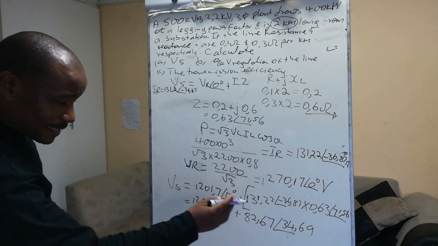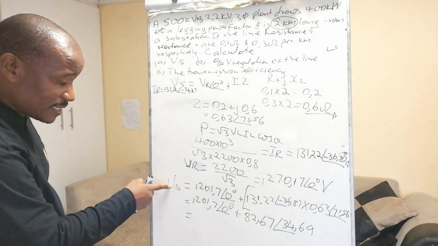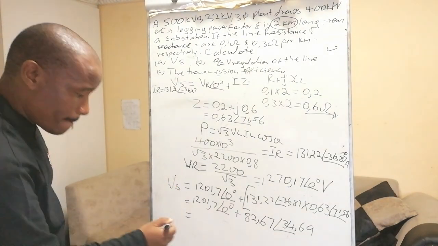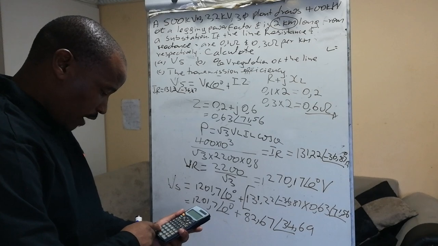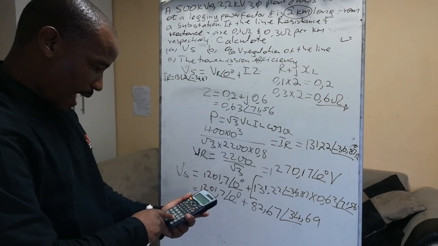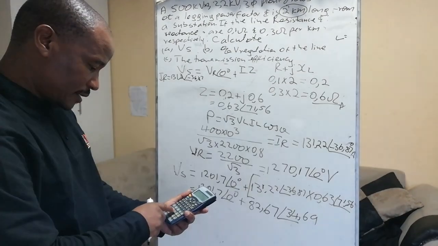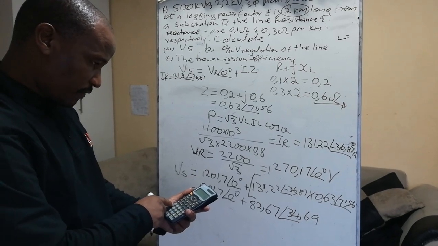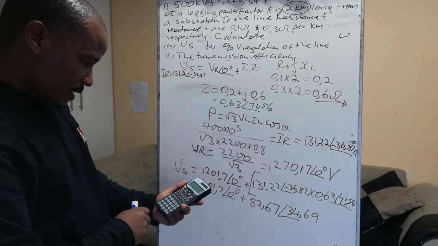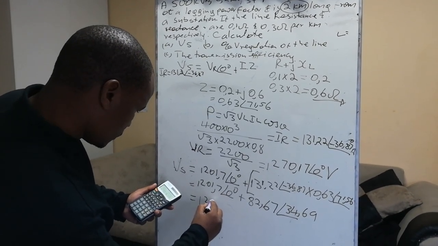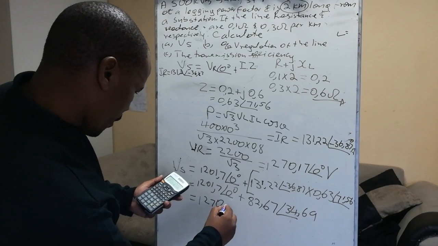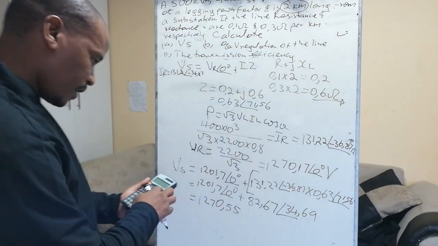Now, let's add and get the sending voltage in phase form. It is equal to 1201.7 angle of 0 plus 82.67 angle of 34.69. The answer is 1270.55. Did I do it right, correctly?